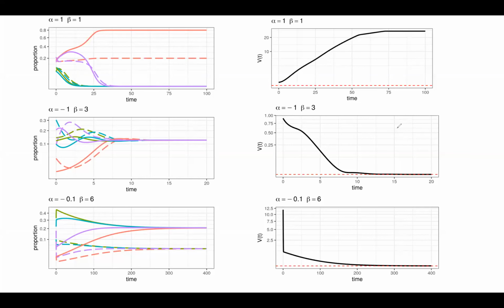And this is how it looks when you're doing the simulation. So I showed you these two top cases before. In one case, our Lyapunov function does what it should be doing, which is always growing in time up to the extinction of all the species but one. And then in the case of alpha negative, it always decreases and then it reaches zero at equilibrium. Right, so that's what we have.